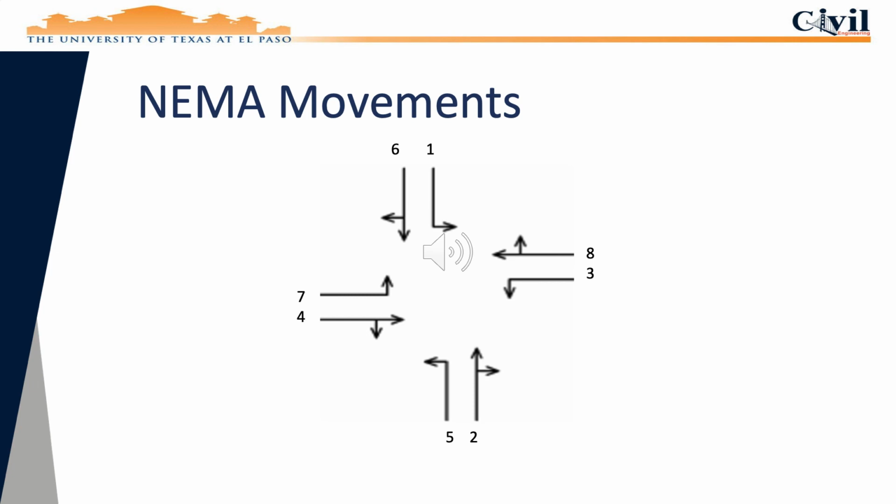The highest volume is always named phase 2. In this case, it is the northbound, which means that the opposite side, the southbound, would be number 6. Now the left of phase 2 would be number 4, and the remaining should be number 8.